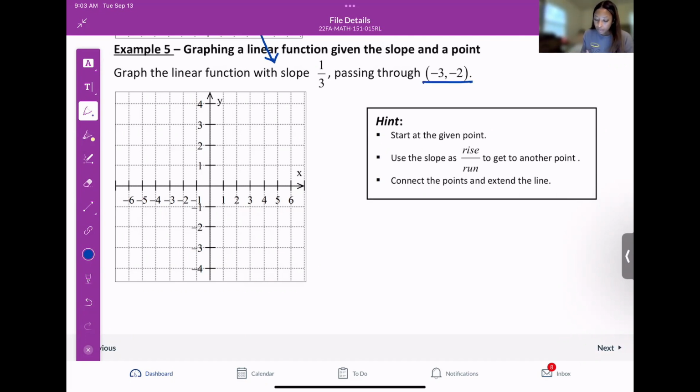If we plot the point (-3, -2), that's here. And then our slope is 1/3. So we're gonna go up 1 over 3. Up 1 over 3. Up 1 over 3. Keep doing this. You can also go down 1, left 3. Down 1, left 3. Well, we won't be able to get to the next point. All right. And then if we connect these big blue dots, we get the graph of our line.